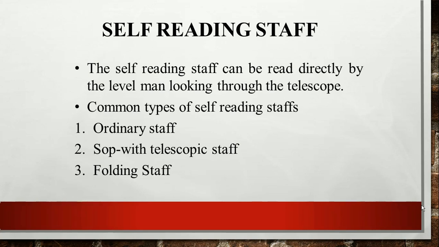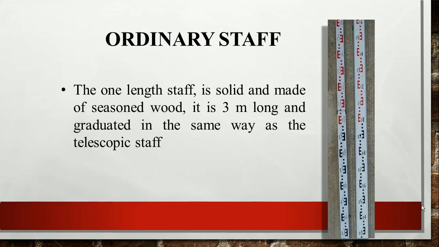The self-reading staff can be read directly by the level man looking through the telescope. There are common types of self-reading staffs: number one is ordinary staff, number two is telescopic staff, number three is folding staff. One by one we discuss. See here, the ordinary staff is a one-length staff, solid and made up of seasoned wood. It is 3 meters long and graduated in the same way as the telescopic staff. As you can see, the ordinary staff is displayed here.